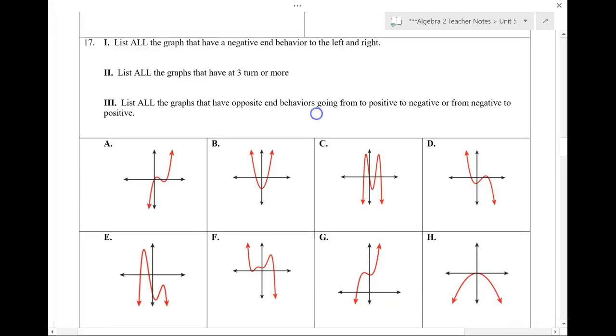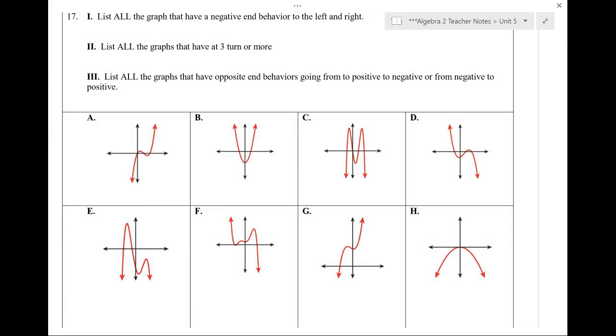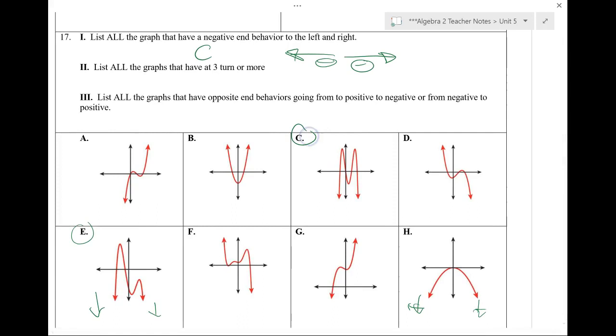Now it says list all the graphs that have a negative behavior to the left and the right. So which ones, as it goes to the left, have a negative behavior, and as it goes to the right, also have a negative behavior. Okay, so looks like C here has negative end behavior to the left and right. E as well, because it goes down here and down here. And H as well, because it goes down here and down here. Alright, so we would put C, E, and H.